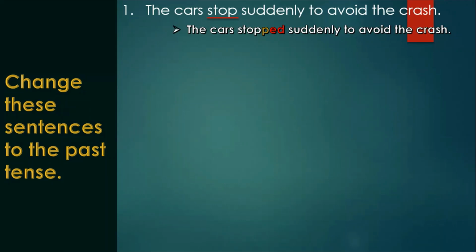Remember that I said before, we do need to know the rules, right? This verb stop needs to have a double p because it's a consonant, vowel, consonant kind of verb. It's a short verb, right? So here we have it. We just add ed, but we do have to double the p. That's right.